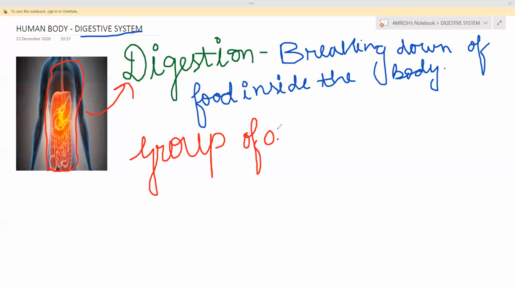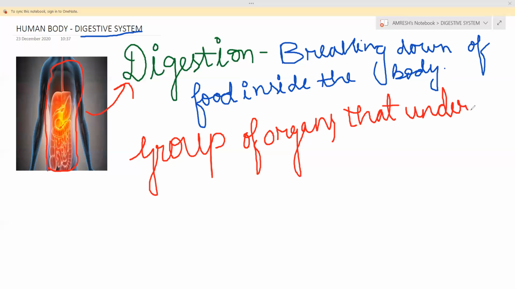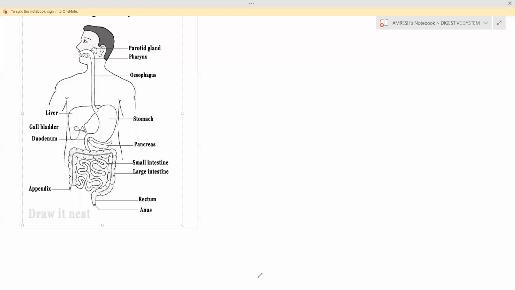A group of organs that undergo digestion or help in the process of digestion is called the digestive system. Yes or no? Yes. So write that down.